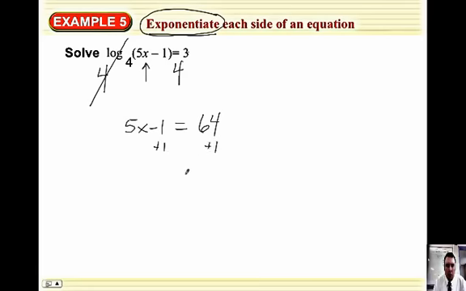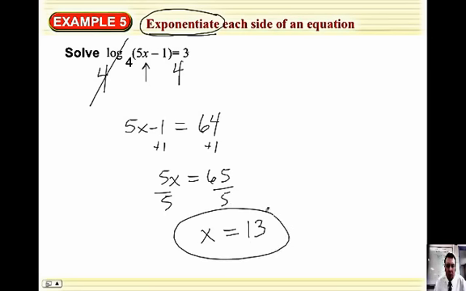Plus 1, plus 1. 5x equals 65, which means divide by 5. X equals, 5 goes into 6 once, and we got 15 left, so 3, so 13. There you go. X equals 13.